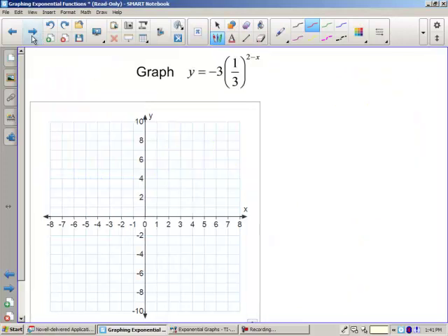All right, I think I have one more graph here for us. We'll try it, and then I'll send you on to try some on your own.